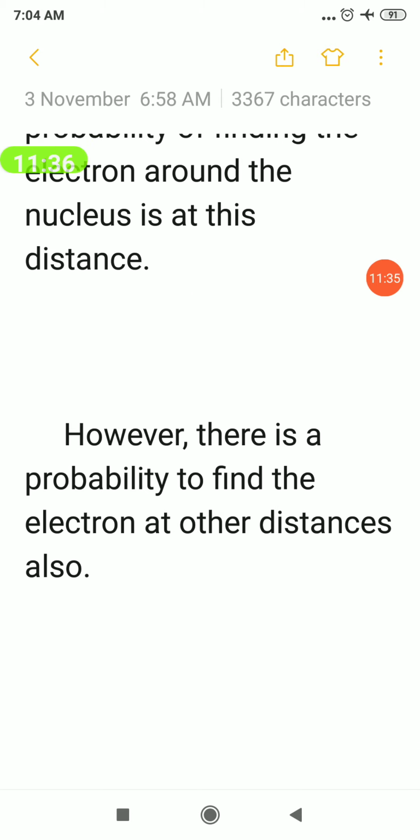Now for the other orbitals: for the 1s orbital we have seen 0.52 Angstrom. If it is 2s or 2p, we will get a different distance, but they will be multiples of 0.52. The other distances will be multiples of 0.52. Okay? However, there is a probability to find the electron at other distances also. For the 1s orbital it is 0.52 Angstrom, but it is not the same distance for all orbitals. Depending upon the orbitals, the distance value will vary.